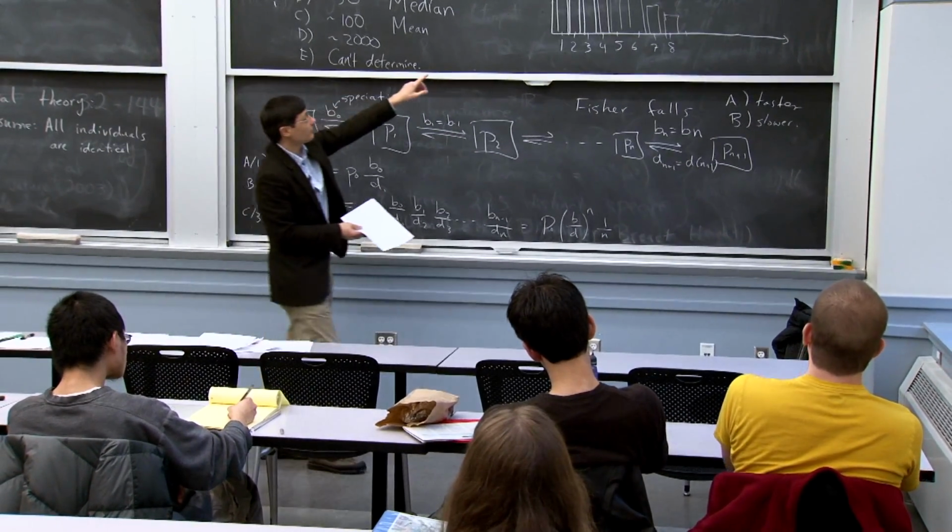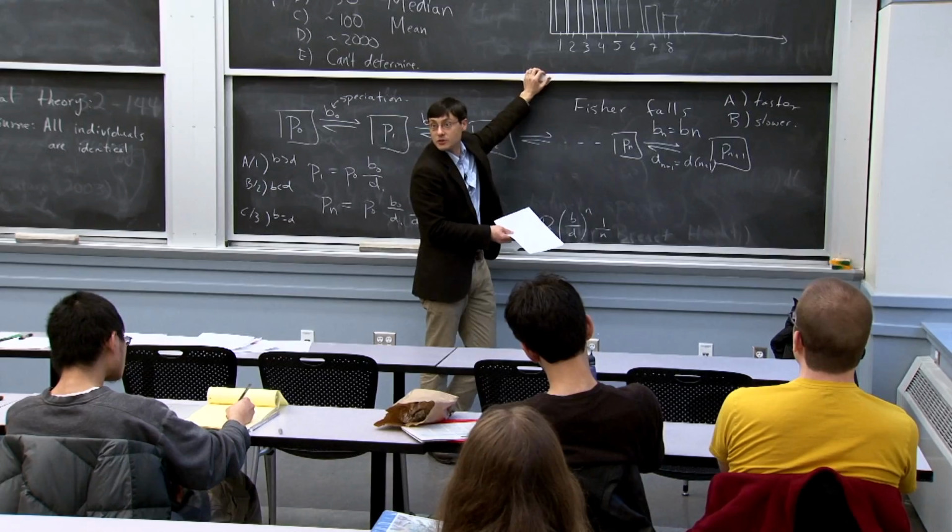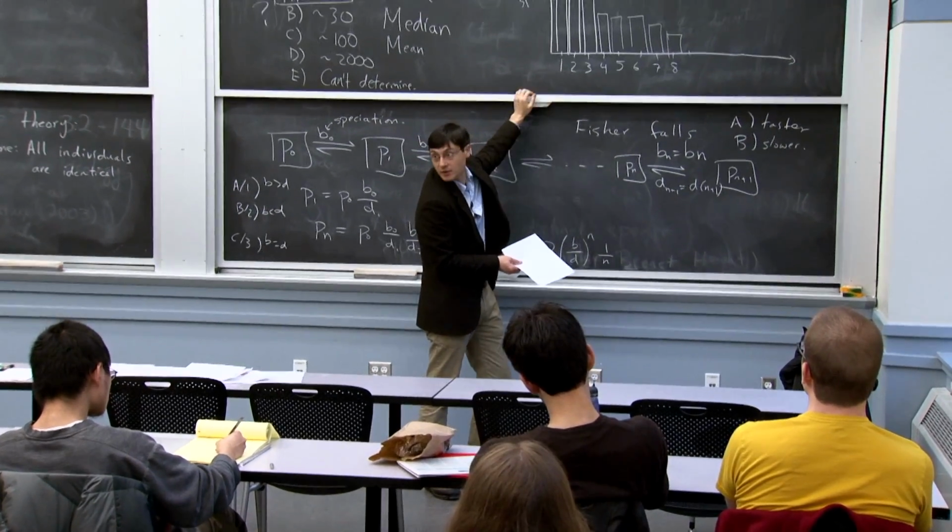Then the island distribution. Okay, because you can see that this falls off pretty rapidly.